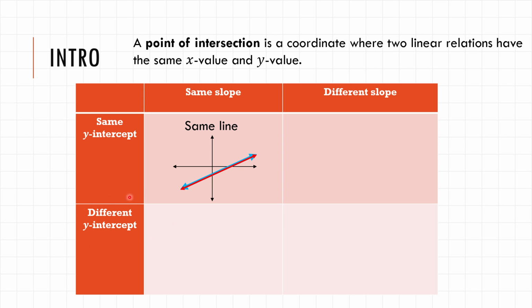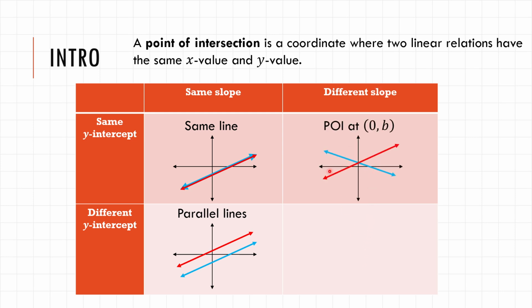If, however, they have a different y-intercept, they might look like this. These are parallel lines. And these two lines will never, ever intersect. So there will be no point of intersection for any two lines that have the same slope but a different y-intercept. If, however, the two lines have different slopes, whether they have the same y-intercept or not, they are going to intersect somewhere. The two lines with different slopes can never have no point of intersection, because they go on in both directions towards infinity.